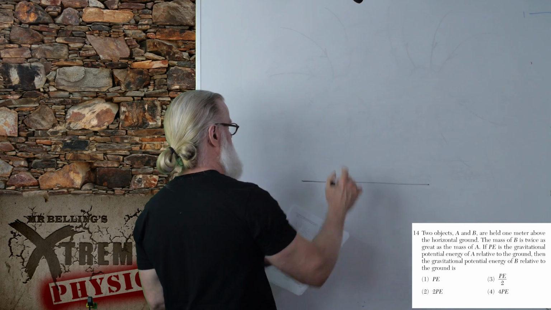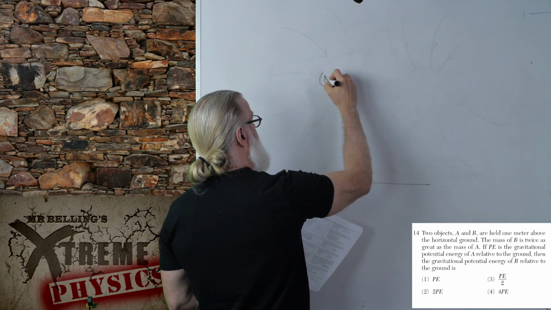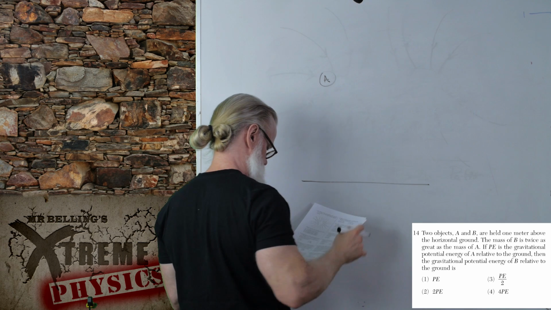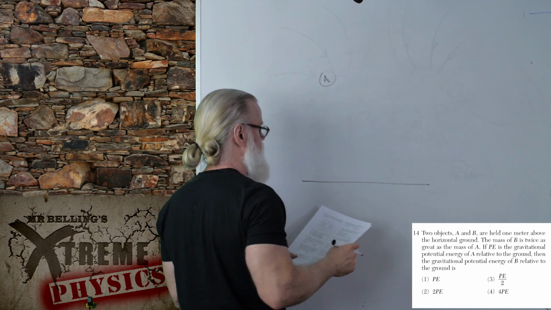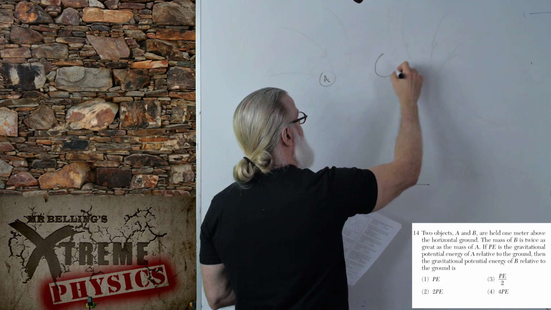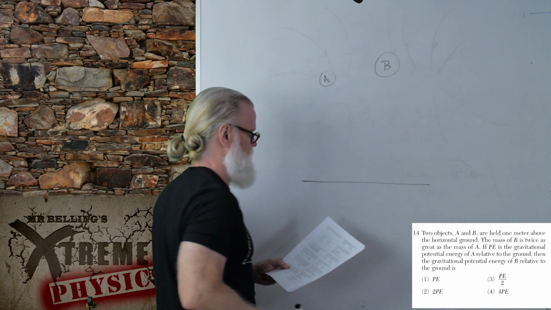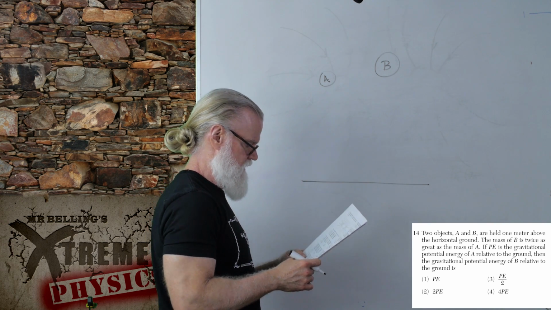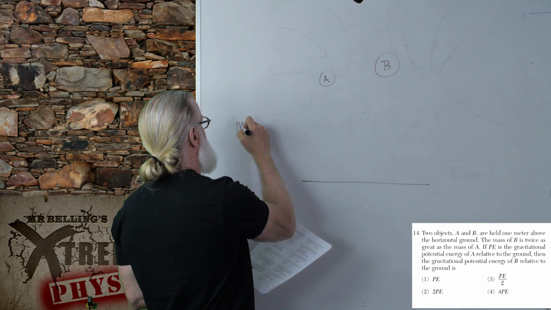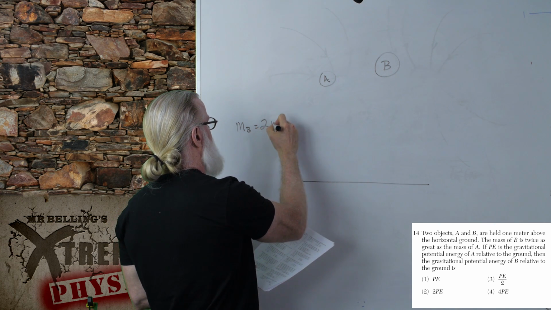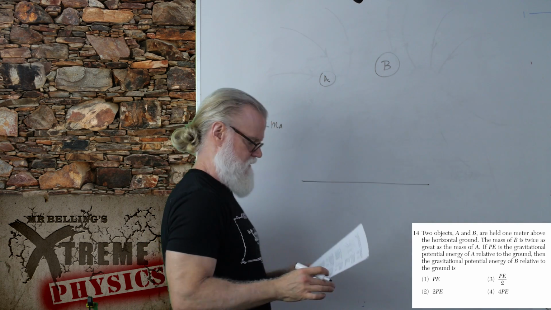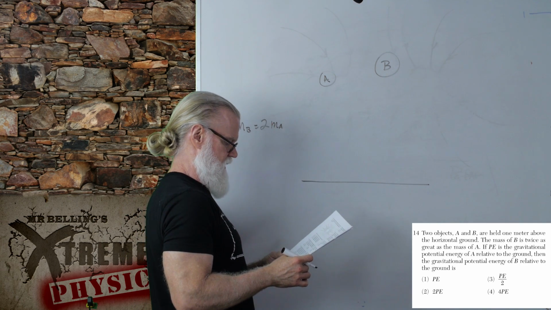Two objects, A and B. Here's A. And what would B be? They're both held 1 meter above the horizontal ground, the same height. The mass of B is greater, twice as great, I guess. So the mass of B is 2 times the mass of A. Notice how I made it bigger. I'm proud of myself for that.